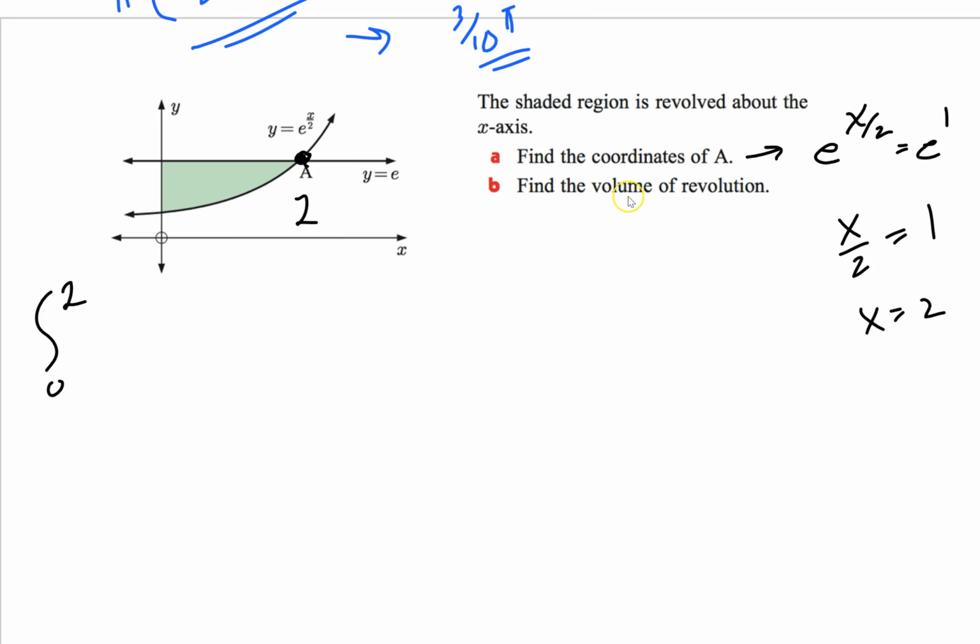Now find the volume of revolution. So remember again, we're going to do top minus bottom. The top one is this one. So that's e. Then we have to square it. I almost forgot about the pi. Minus the bottom one, which is this one.